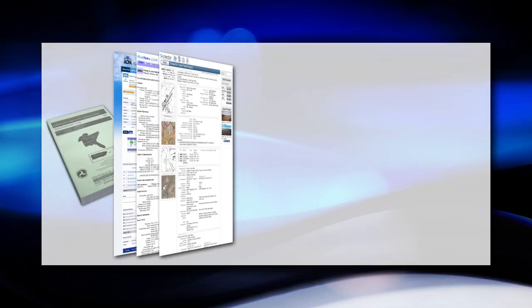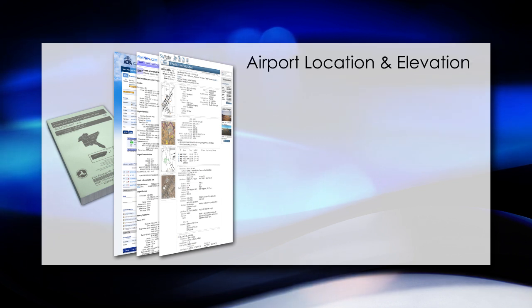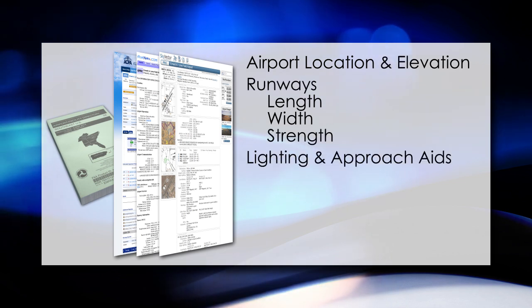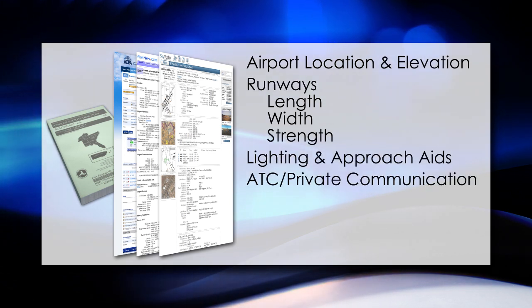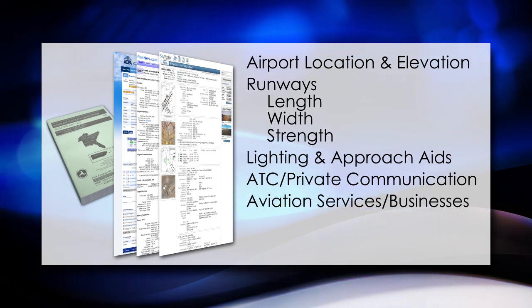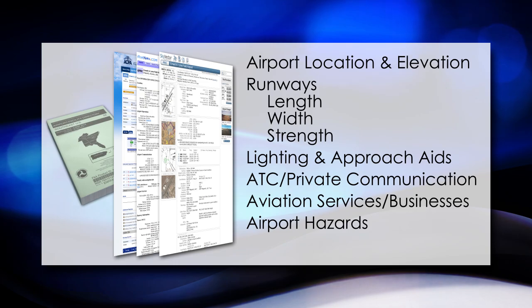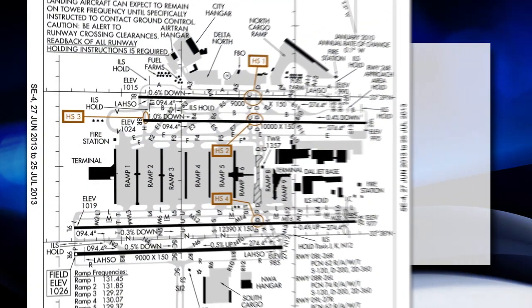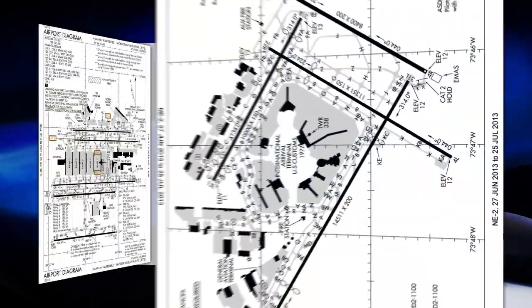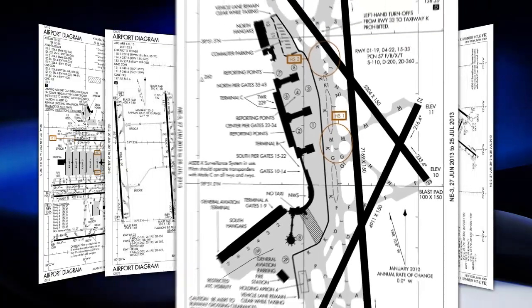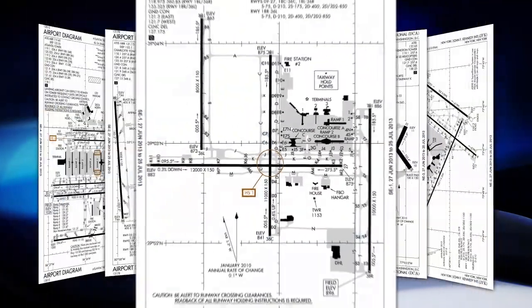These publications provide information such as airport location and elevation, length, width, and strength of runways, airport lighting and approach aids, ATC and private communications information, aviation services and information about airport businesses, airport hazards, and noise abatement procedures. For larger airports, the FAA publishes an airport diagram that illustrates all runways, taxiways, ramp areas, and other features.